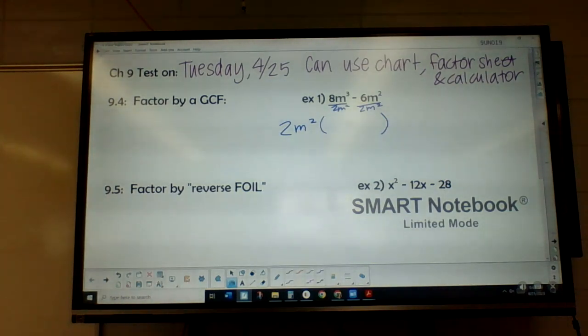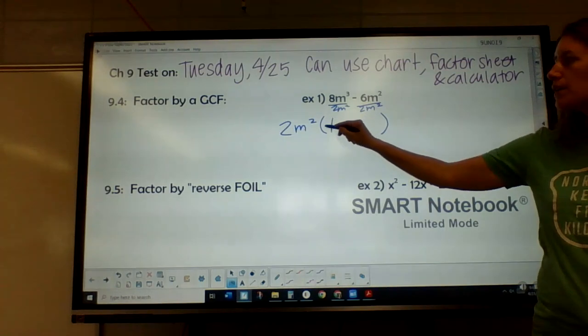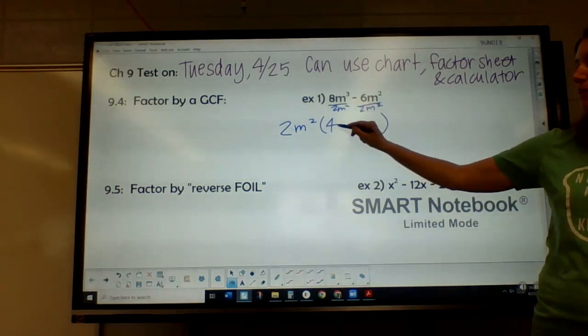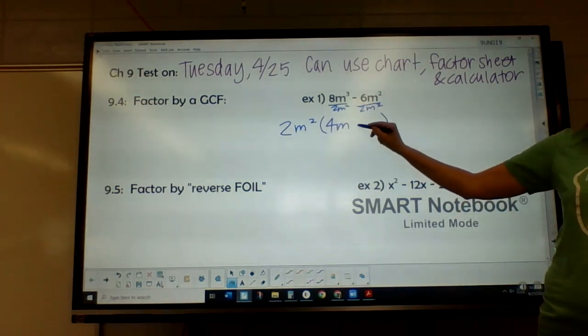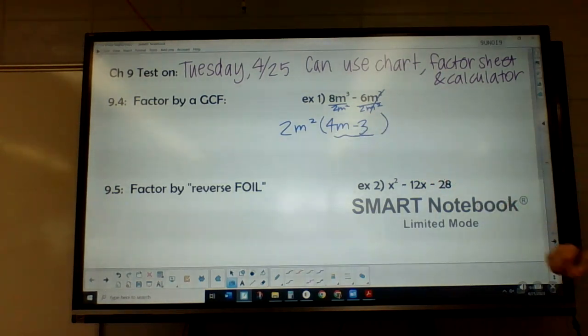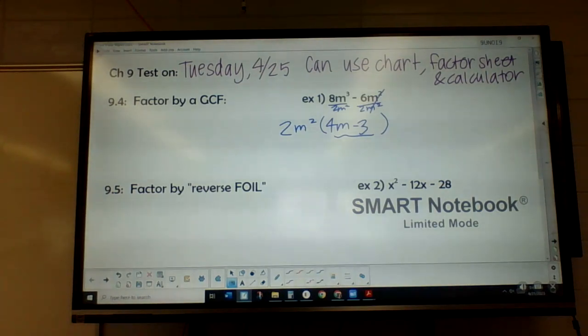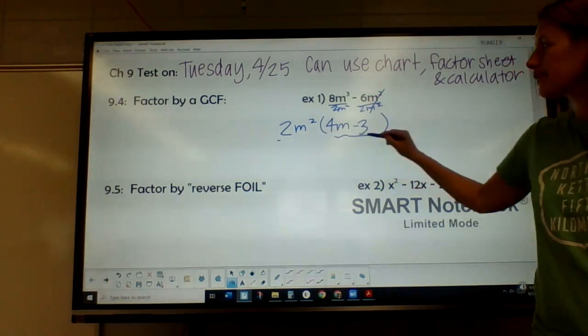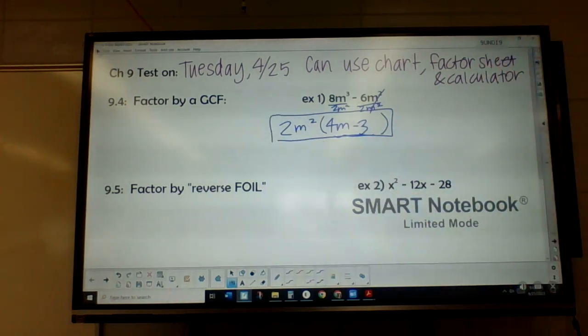So 8 divided by 2 is 4. M to the third over m is just going to be m. 6 divided by 2 is a negative 3, and then the m's will just cancel. Now, because of what we learned last class, we talked about can you factor further? If I look at 4m minus 3, this doesn't factor anymore. They're not perfect squares. 4 is, but m is not. 3 is not. It's only 2 terms, so we're done. That's all we do here. So that'd be it for factoring by a GCF.